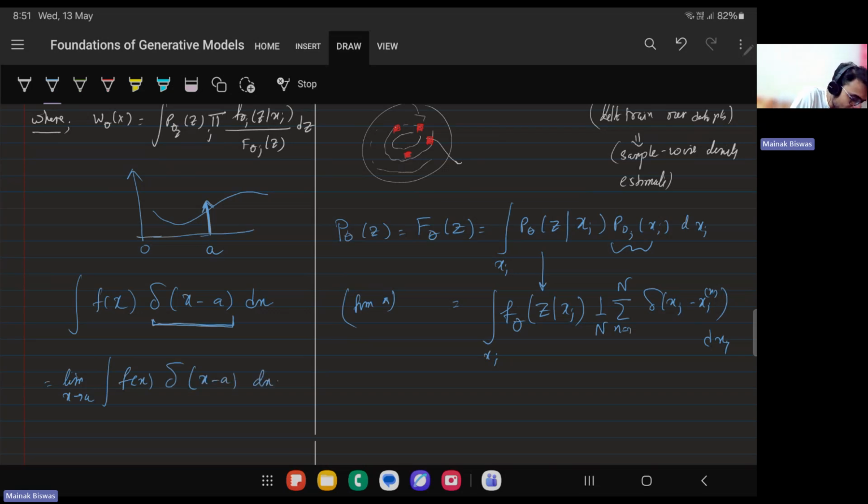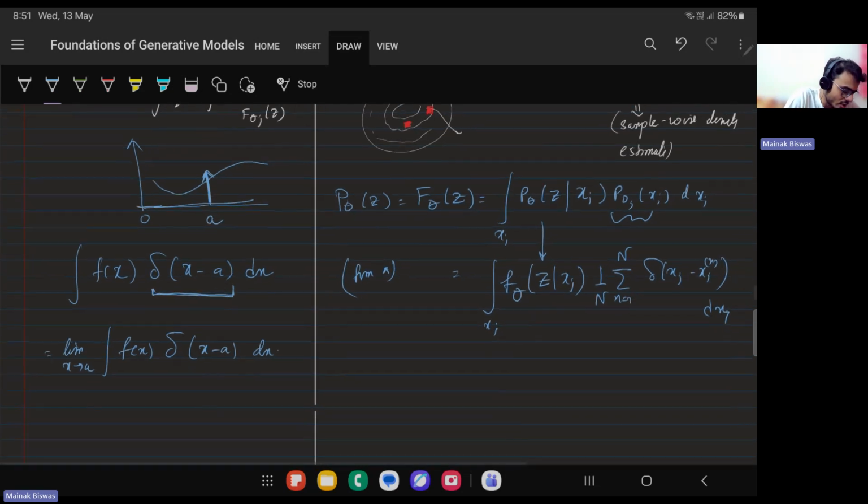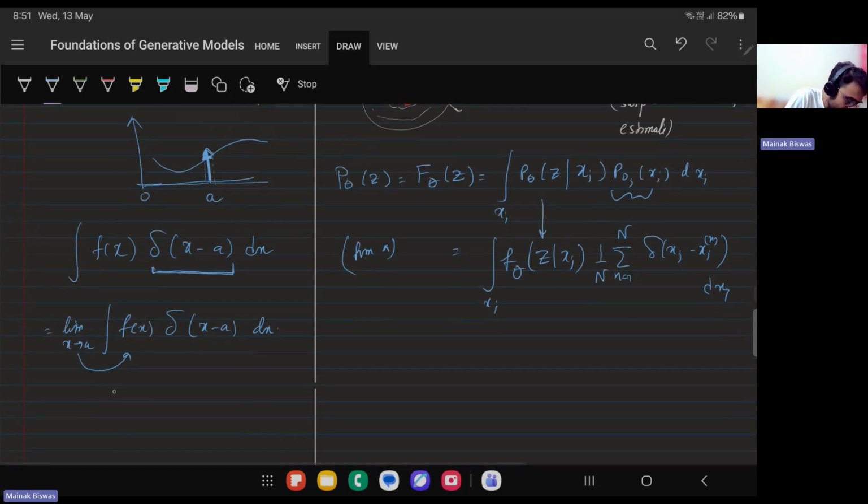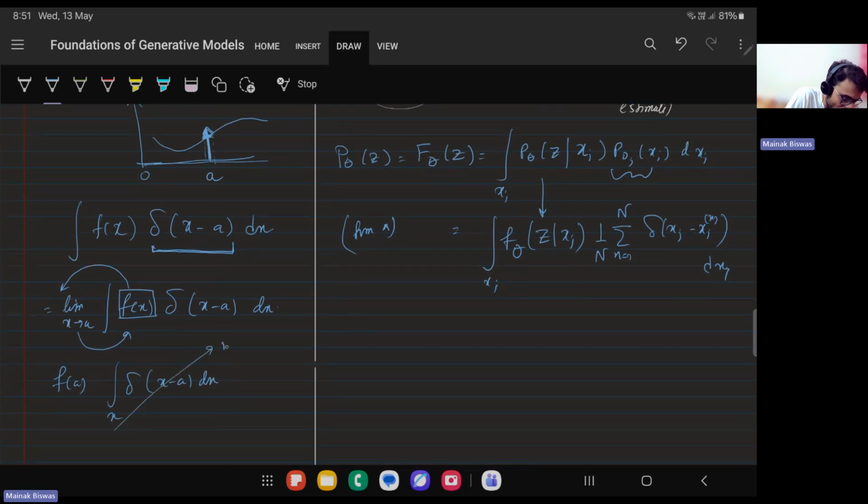Because it's zero everywhere else, you can just take the function value at this point, f of a. So you can put the limit x tends to a over here, and take the function value, which exists and is continuous. So you'll have f of a times the integral of delta of x minus a dx over all x, which is by definition equal to 1. So it is f of a, because the function value is just defined at one point.